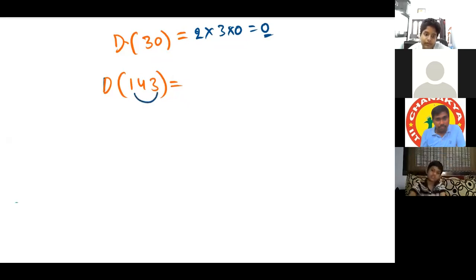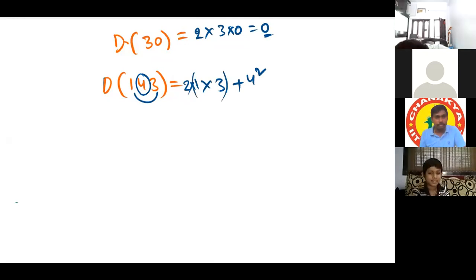Twice the product of 1 and 3. 1 into 3 is 3, and 3 into 2 is 6. Then 1 into 3 plus this 4 square, the middle number square. 2 times of 1 into 3. Okay, don't forget this: 2 times of 1 into 3 plus 4 square.